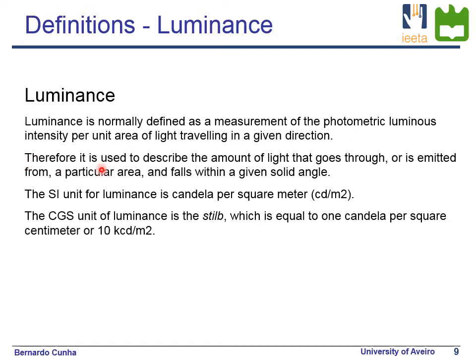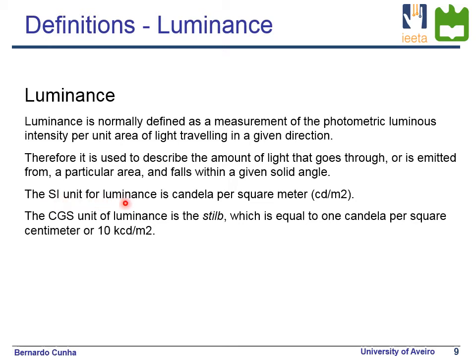So luminance is normally used to describe the amount of light that goes through or is emitted from a particular area. Of course, luminance can be measured from the acquisition system point of view, but you can also use luminance to define the amount of light which is emitted from a source. So if you talk about a light bulb, for instance, you can also define the luminance emitted by the light bulb. And the luminance is defined from that amount of energy that falls within a given solid angle in space.